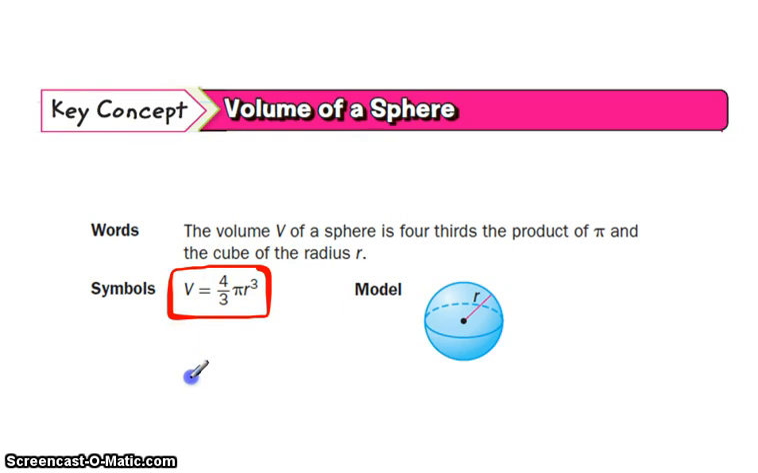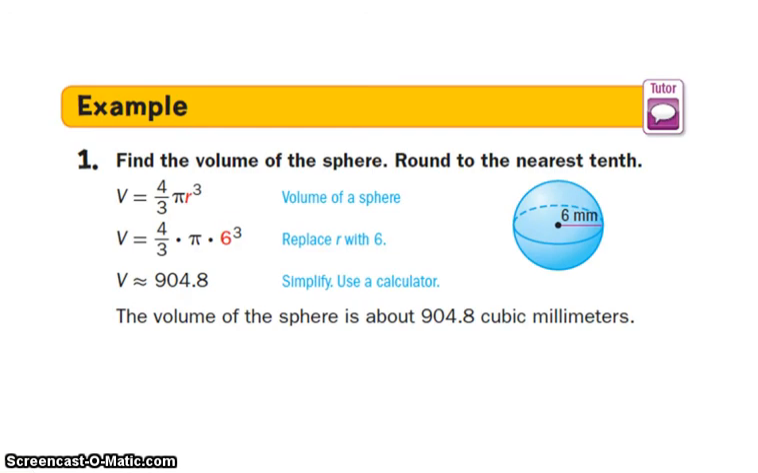You don't need to start off like how we've been doing it. You don't need to do this because we don't have a base, so this is gone. This saves you an extra step. Let's look at an example. Find the volume of a sphere and round to the nearest tenth. We're going to start with our formula. V equals 4/3 pi r cubed.